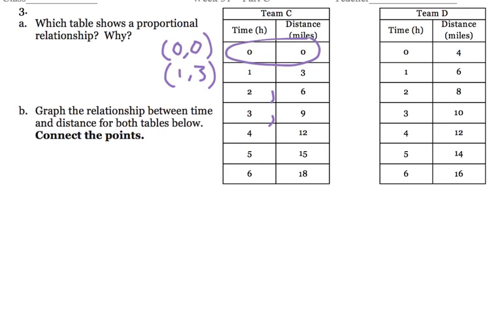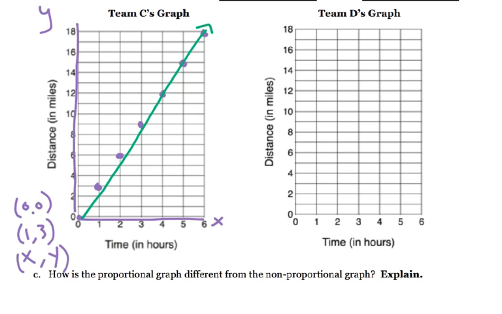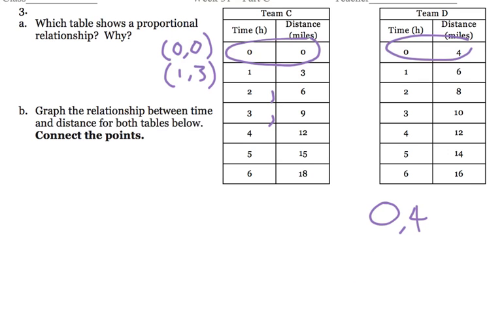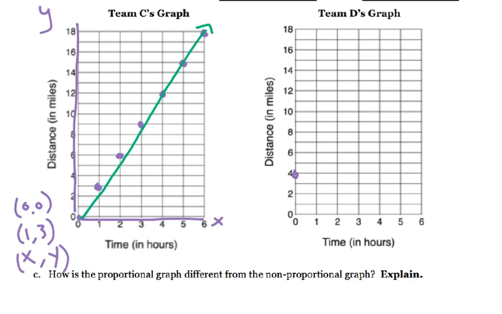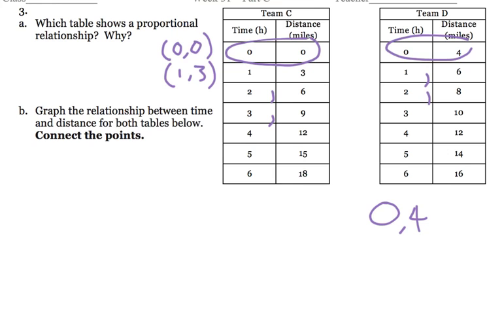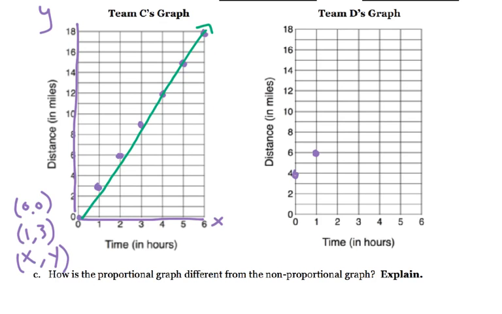And then let's take a look at Team D. So Team D starts at 0 hours and 4 miles. So that means we're going to start at 0 on the x-axis, but then at 4 on the y-axis right there. And then we have 1, 6, so 1 hour and 6 miles. 2, 8, so 2 and 8. And then if you keep looking at that, it's following the same pattern, where it goes up 2 miles every 1 hour, and that would look something like this.